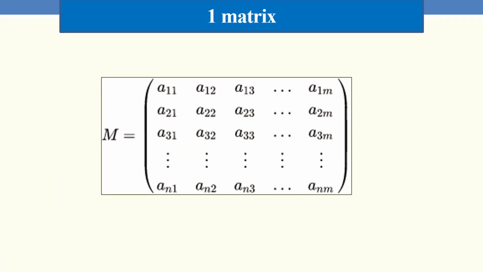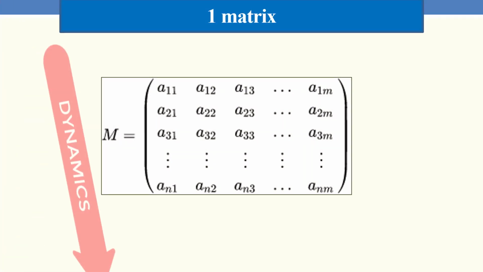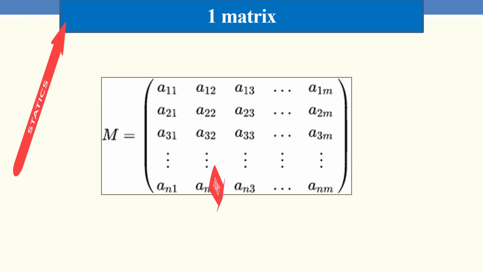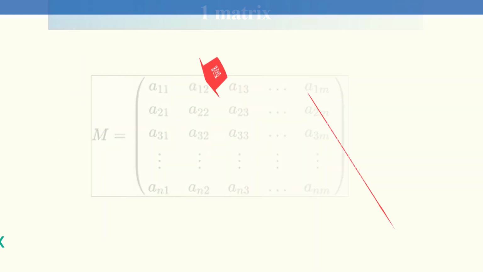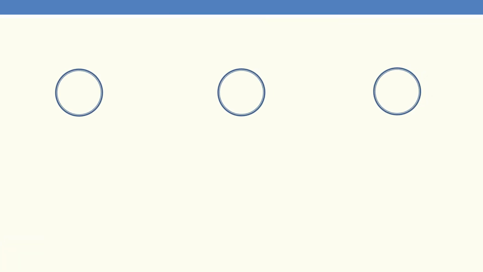Finally, I will combine the static and dynamical dimensions of the economic unit into one matrix, which I will call the split-screen matrix. So, let's remember these numbers again. 3, 2, 1. Let's go.